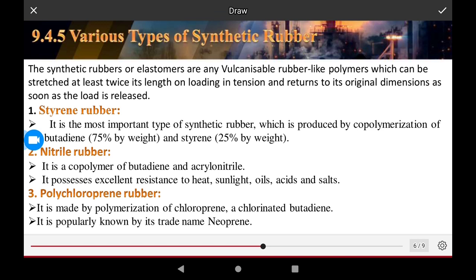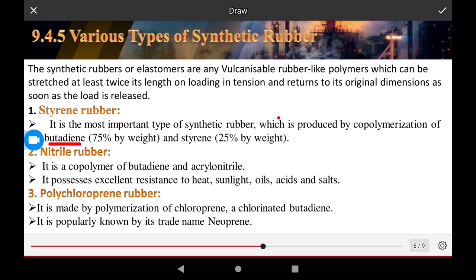Synthetic rubber is a human-made material, and the most important types differ by chemical composition and manufacturing process. In styrene-butadiene rubber, butadiene is 75% by weight and styrene is 25% by weight of the material. This is the chemical composition of this synthetic rubber.